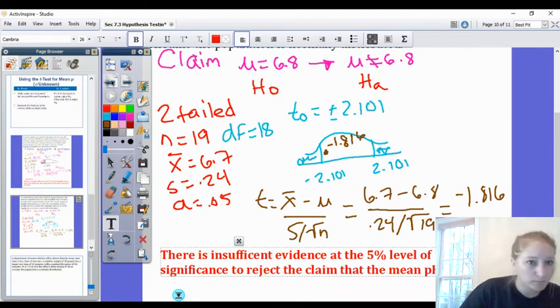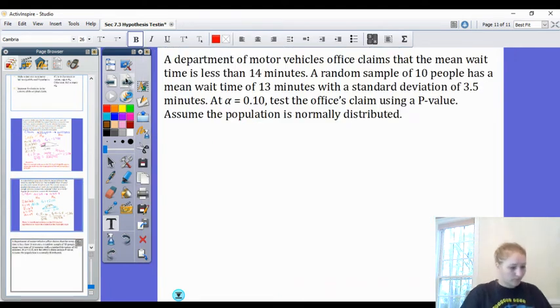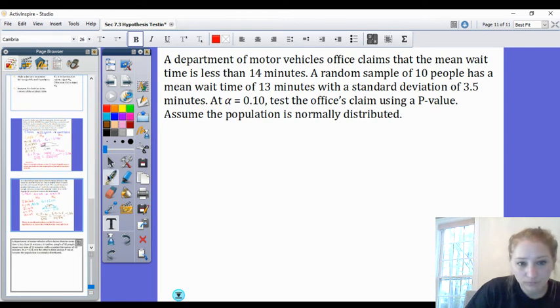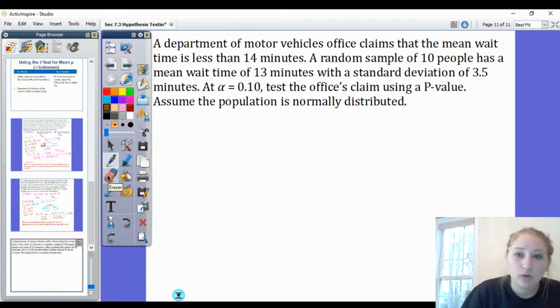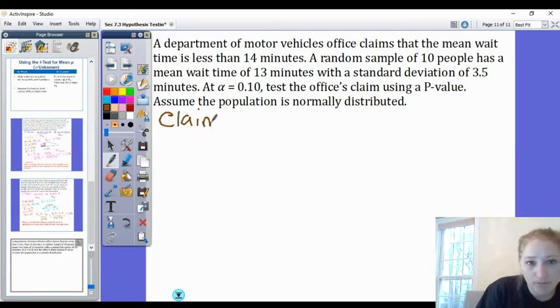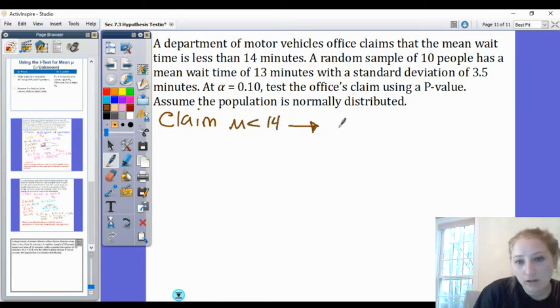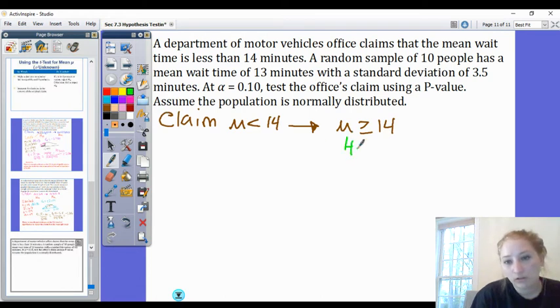All right, we're going to do one more, and I'm actually going to show you how to put this one in the calculator. The Department of Motor Vehicles office claims the mean wait time is less than 14 minutes. So our claim is that, and the complement to that statement is going to be greater than or equal to 14 minutes. In this case, our H naught is this, and our alternative is our claim.